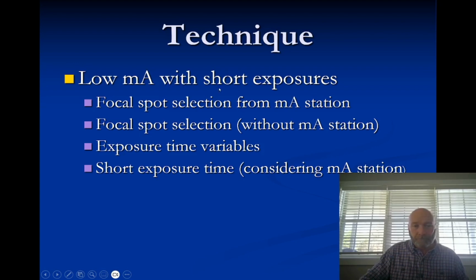So your technique: low mA with short exposure time, and focal spot size. The reason I mentioned low mA is because sometimes your focal spot size will be dependent on your mA. So if you set 400 mA, you're not going to be able to use a small focal spot. So you want a low mA, no higher than 200 mA, so that you can get your small focal spot. So focal spot selection is important.